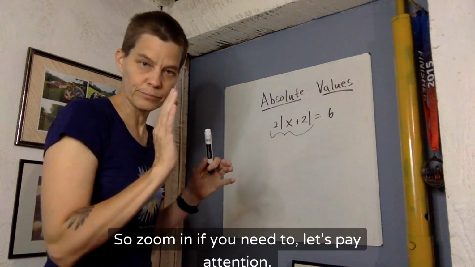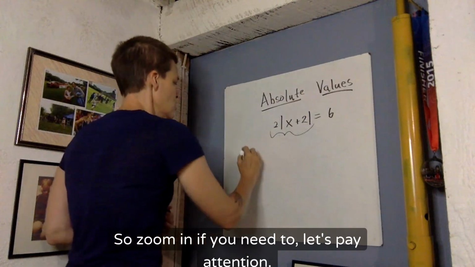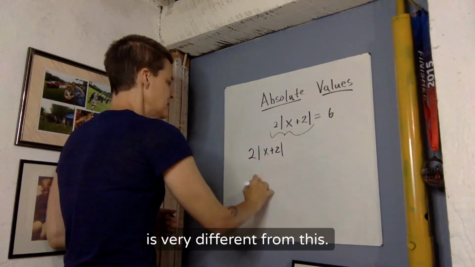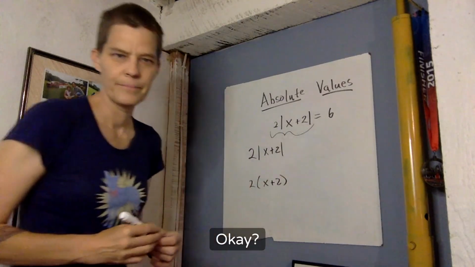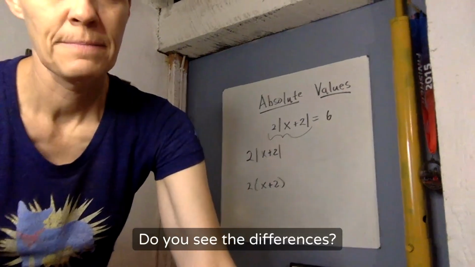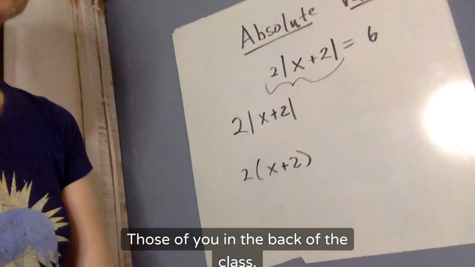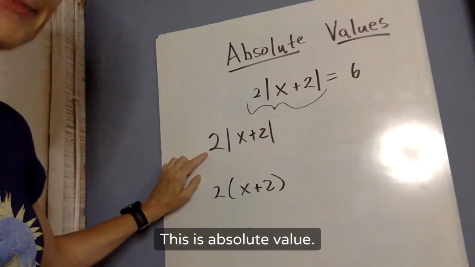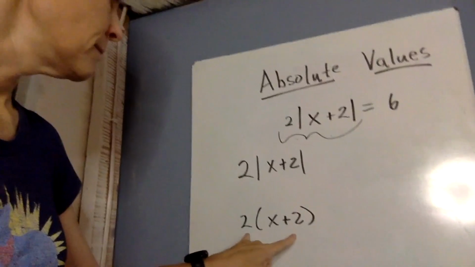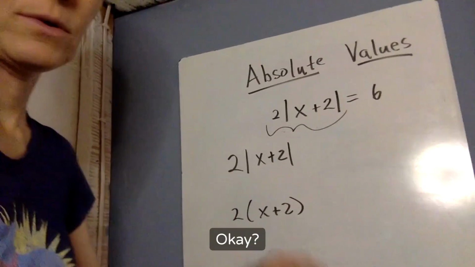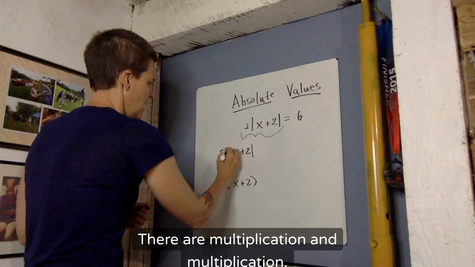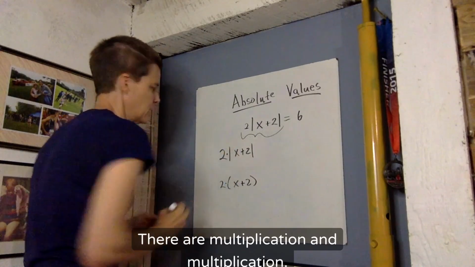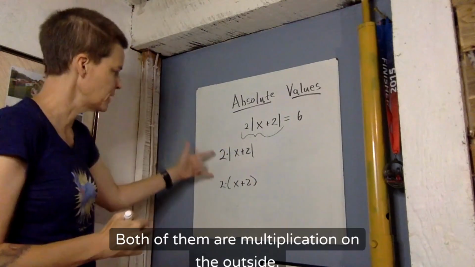So, zoom in if you need to. Let's pay attention. This is very different from this. Okay? Do you see the differences? Okay? For those of you in the back of the class. This is absolute value. This is parentheses. Okay? So, there are multiplication and multiplication. Both of them are multiplication on the outside.